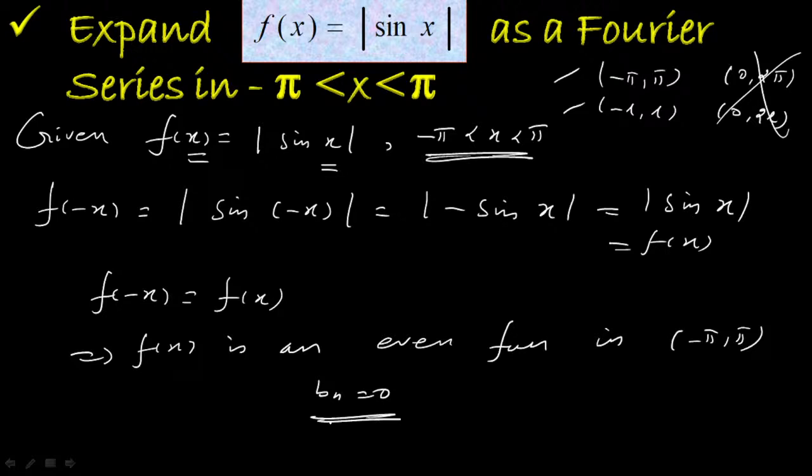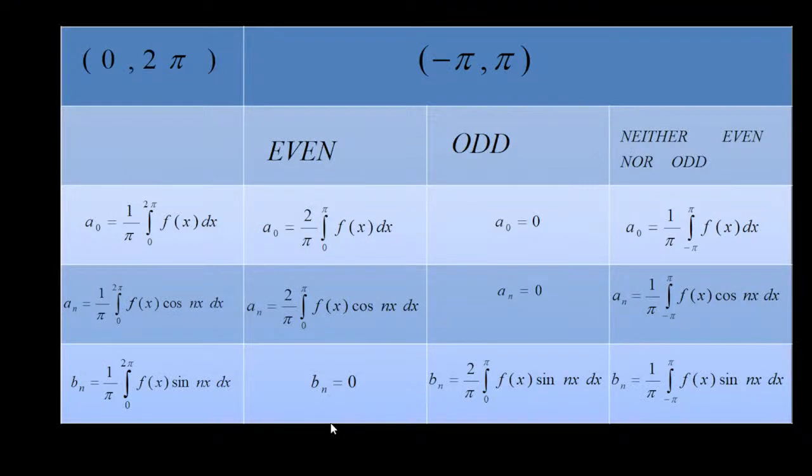Now, if it is an even function, let me show you the formula table. So leave the first one because we are not discussing the interval 0 to 2 pi. So now we have discussed the problem under minus pi comma pi. In minus pi comma pi, we have three cases, whether the given function is of even type or odd type or neither even nor odd. Now we are under this category. The given function is of even type.